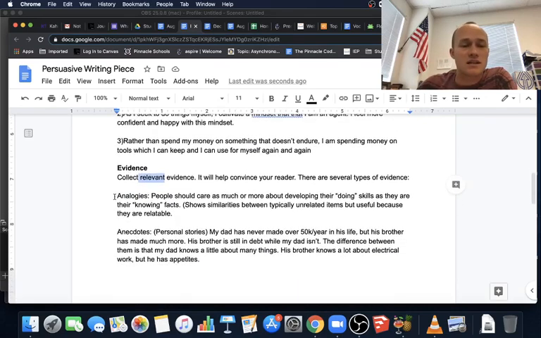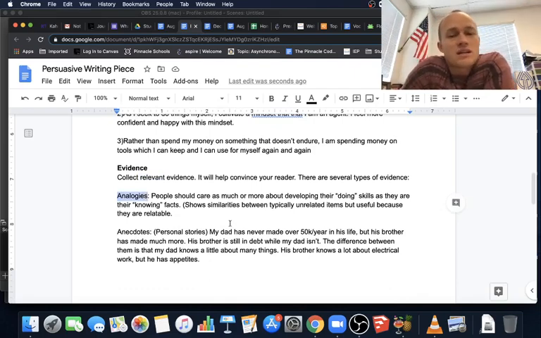First thing, you've got analogies, okay, which shows a similarity between typically unrelated items, but you show how something is important or pertinent by doing that comparison. And my example is people should care as much or more about developing their doing skills as they are their knowing facts. Okay? So, I forgot a parenthesis here.